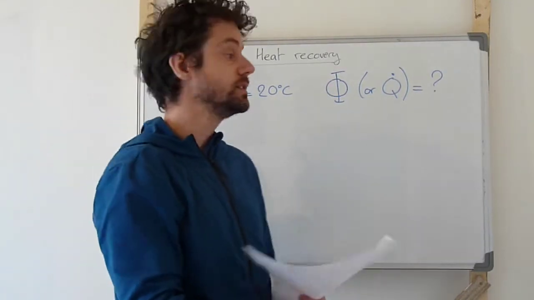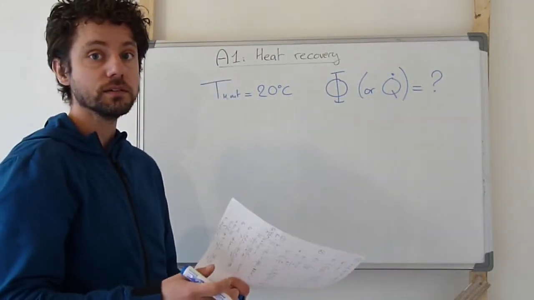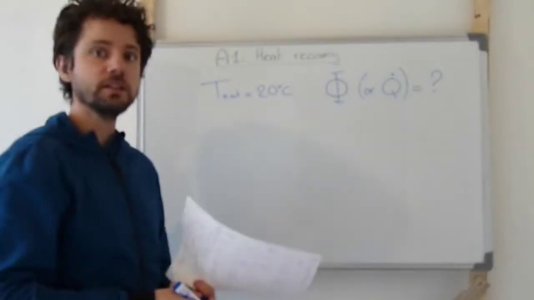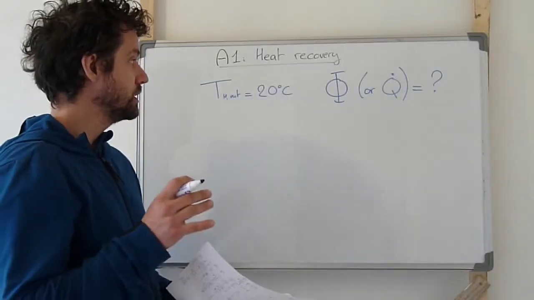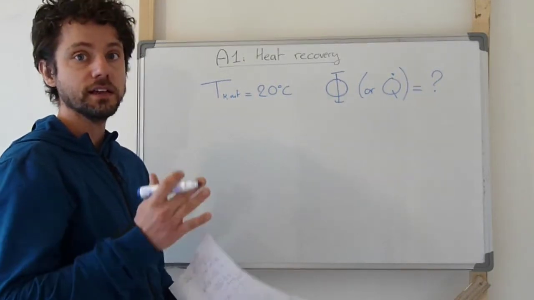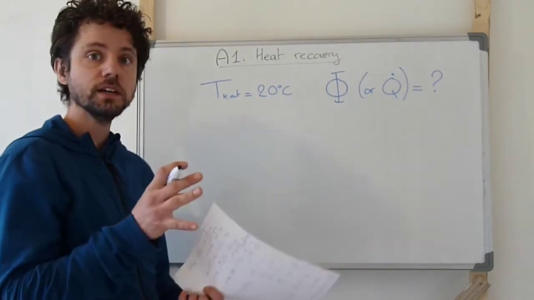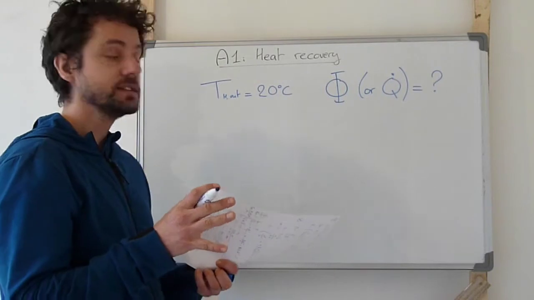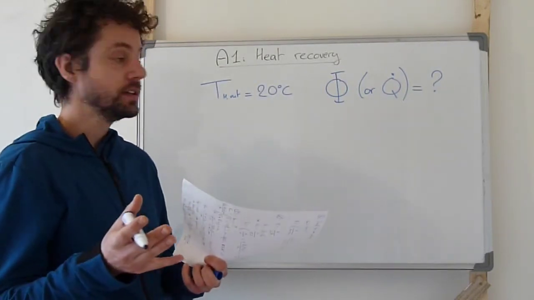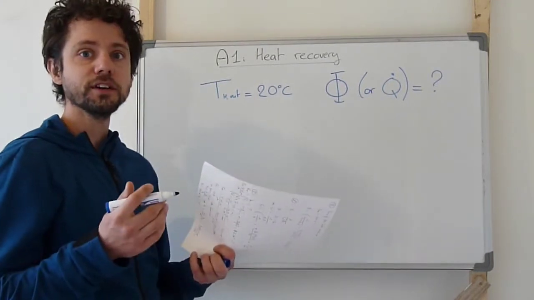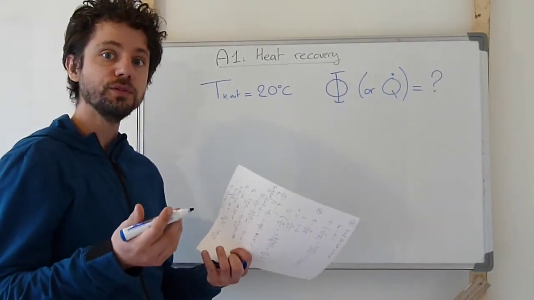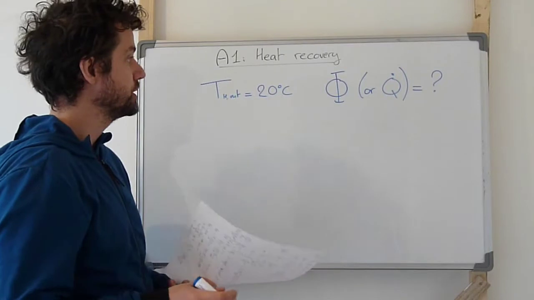In that case, it's easy. You do a heat balance. That's one application of the first principle of thermodynamics. Because we know the mass flow rate and the inlet and outlet temperature on the hot side, we'll do this heat balance on the hot side, knowing that the same heat flux that is given by the hot fluid will be received by the cold fluid.